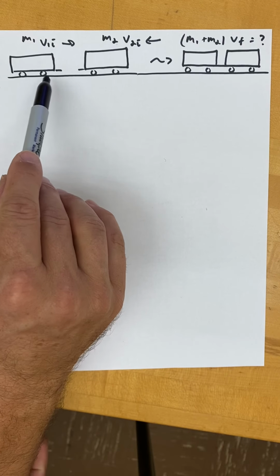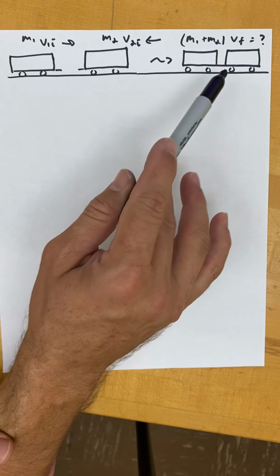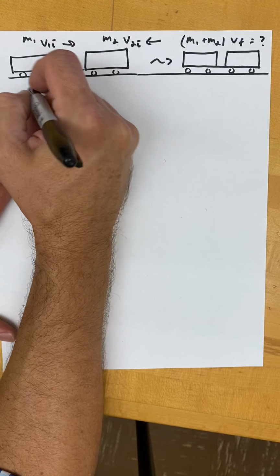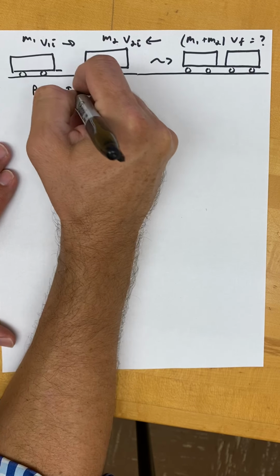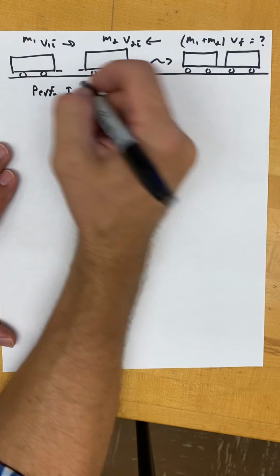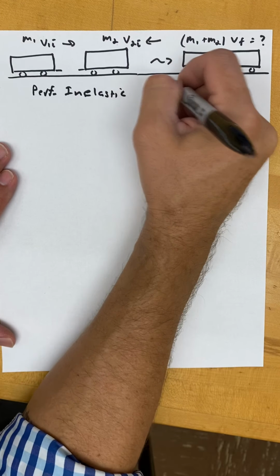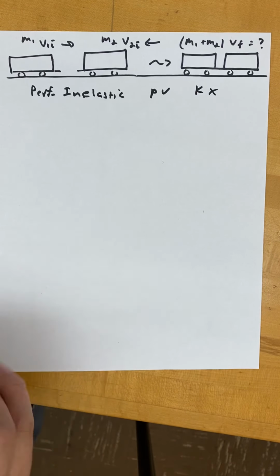They're still train cars. I'm going to allow them to couple up when they hit. So after the collision, I have an object that moves as one. So I can again identify this as a perfectly inelastic collision. I'll write that out. And I expect the momentum to be conserved, the kinetic energy not to be conserved.